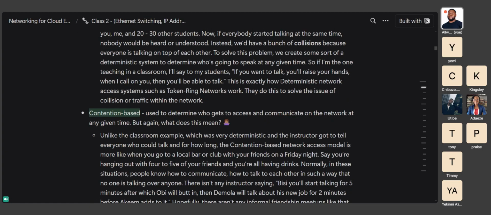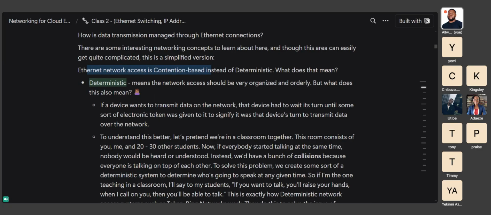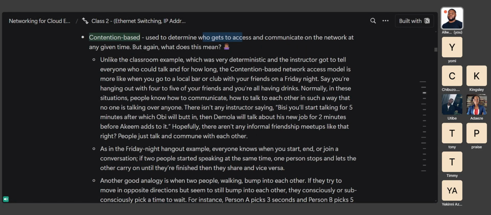Okay. Now, contention based is different from deterministic. And remember, we said the Ethernet network access is contention based instead of deterministic. Okay, so what is contention based? It is used to determine who gets to access and communicate on the network at any given time. But again, what does this also mean in detail, right? So unlike the classroom example, which was very deterministic, and the instructor got to tell everyone who could talk and for how long, the contention based network access model is more like when you go to a local bar or a club with your friends on a Friday night, right?